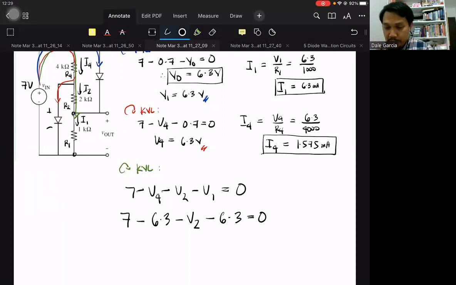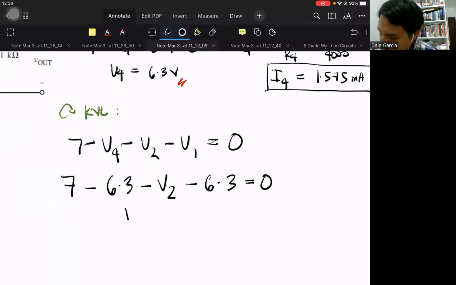7 minus 6.3 minus 6.3, sorry. 7 minus 6.3 minus 6.3 minus x. Yeah. Okay. So V2, ang katingala sa answer mo gawas is negative 5.6 volts.